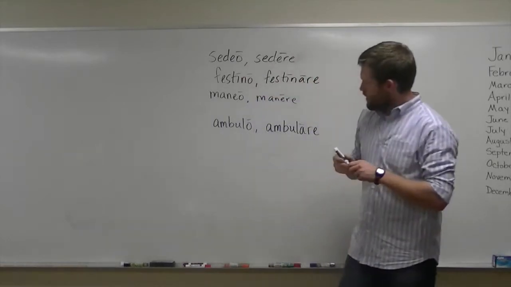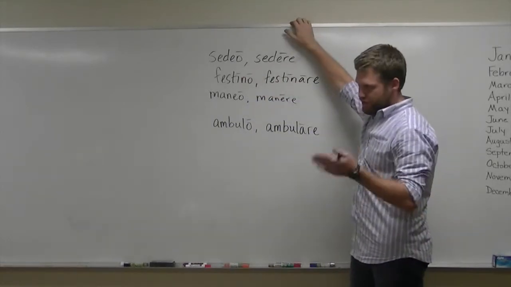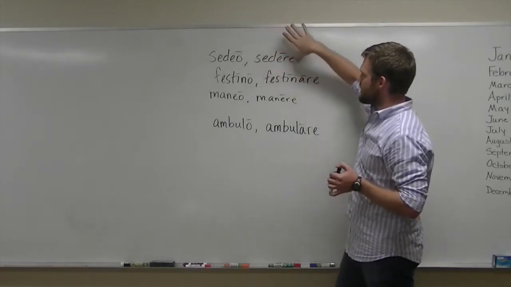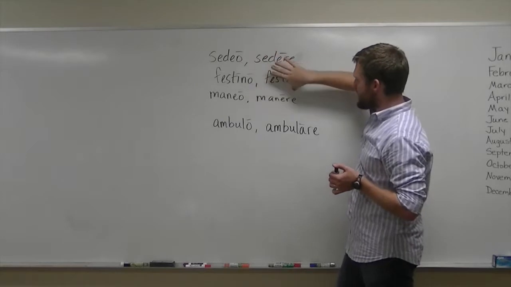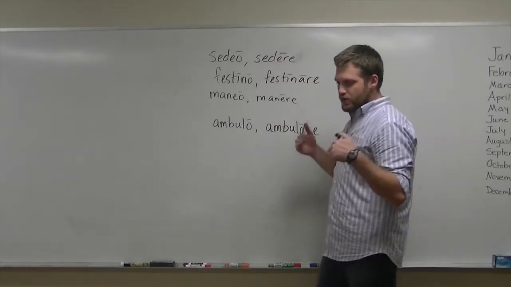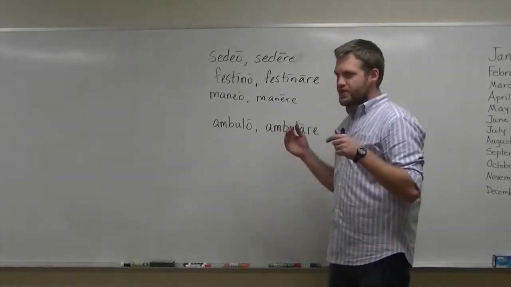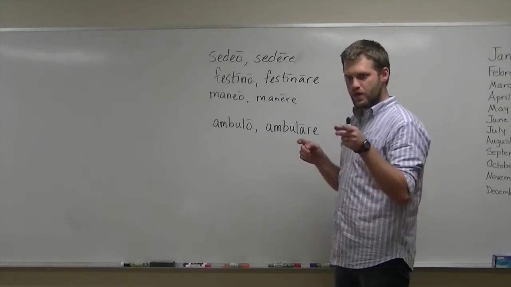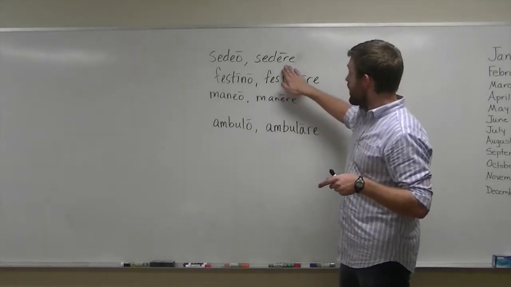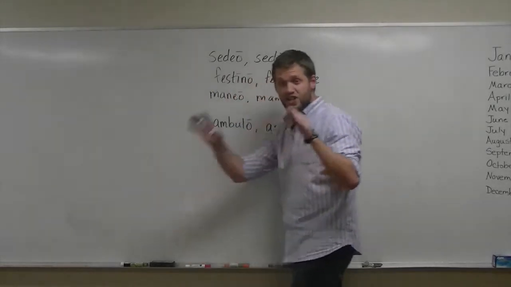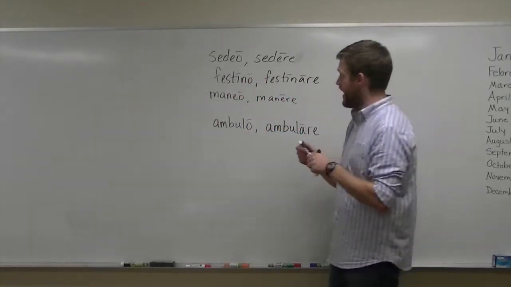Okay. So we've got 4 verbs, just the first 2 parts of each. Sedeo, sedere, festino, festinare, maneo, manere, and ambulo, ambulare. As you look at these verbs, what do you see that's similar, or what do you see that's different? The infinitives have either ERE or ARE. Okay, so this is huge. This is actually the key thing you've got to look for today.